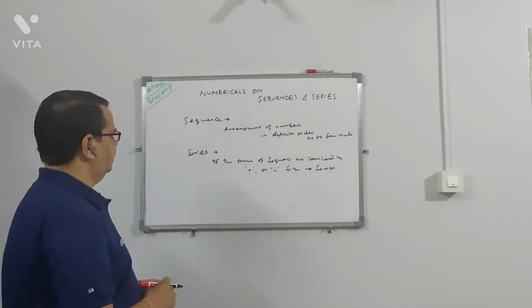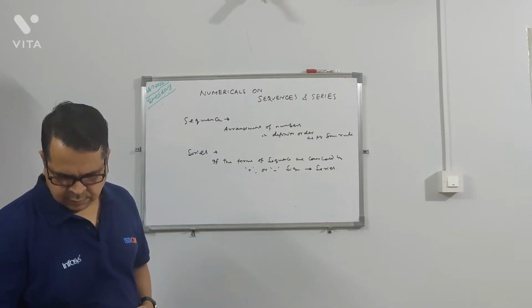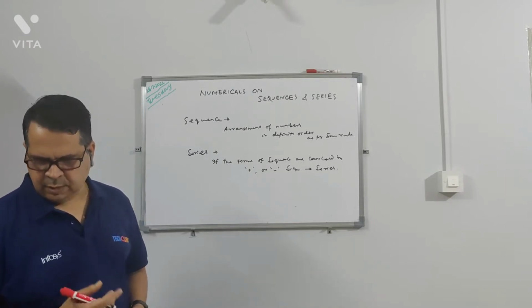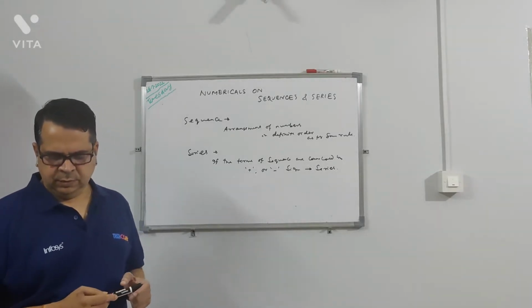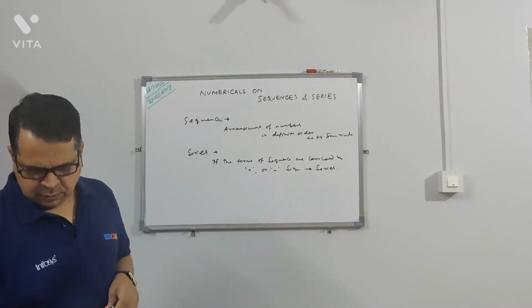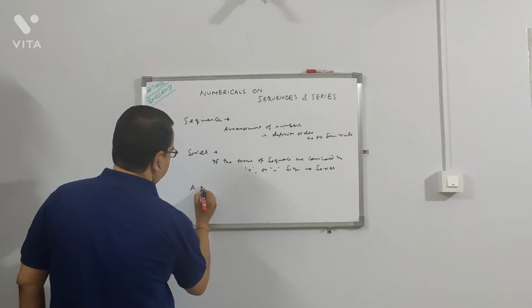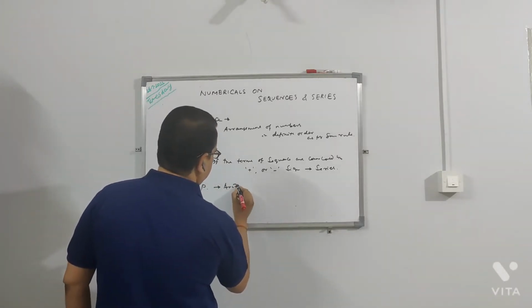So there are two common sequences we have come across. One is called arithmetic progression, AP. Okay. So that is arithmetic progression.